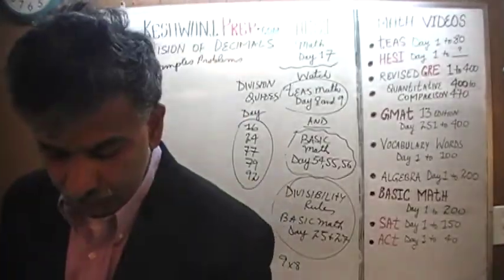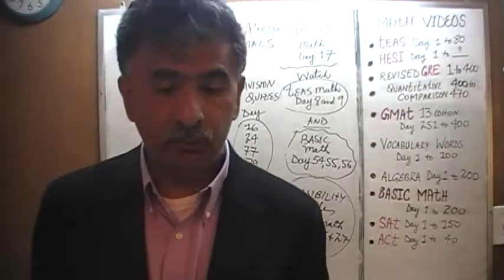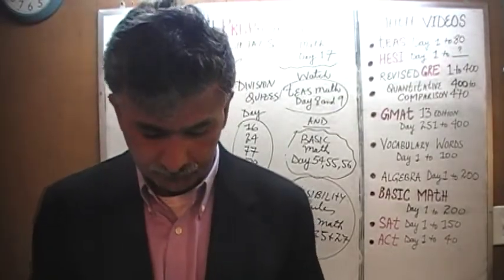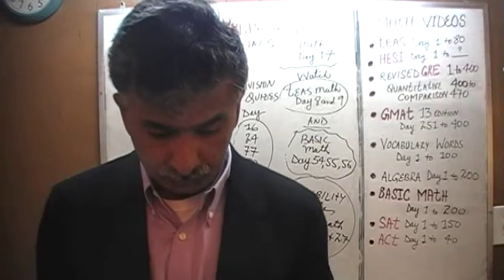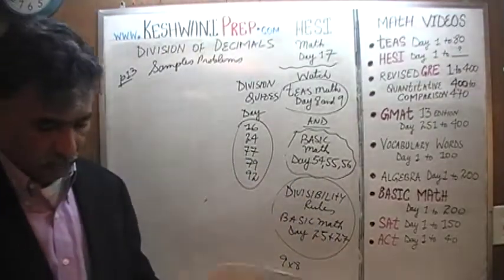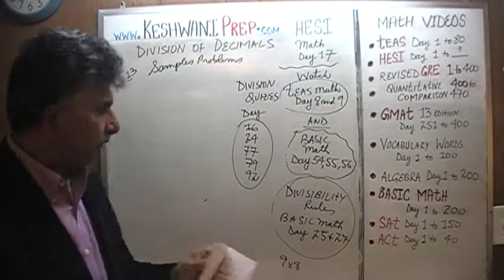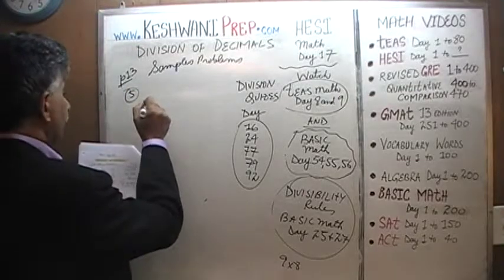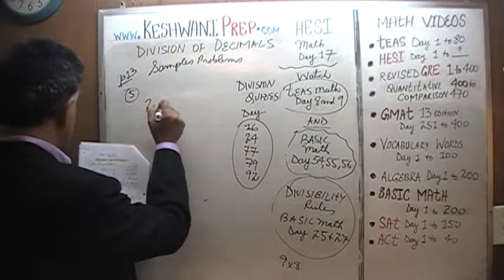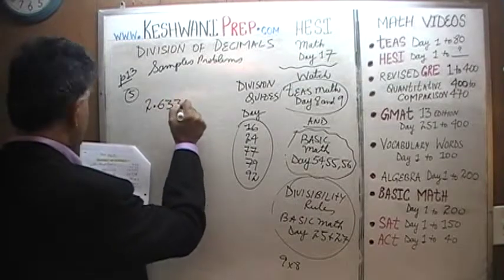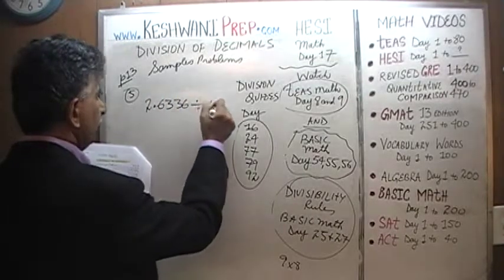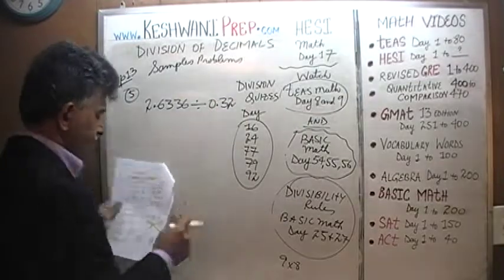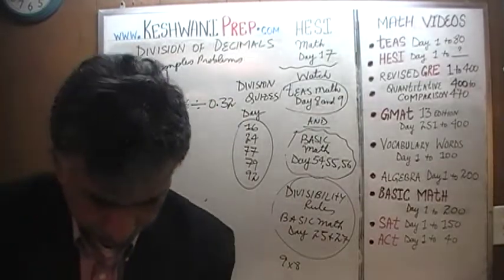Even if you decide that you don't want to watch all 5 of them, do at least 1 or 2 and you will get a hang of it. And if you need more practice, you can do more. Let's continue. We are on problem number 5. Problem number 5 says 2.6336 divided by 0.32. Let's see what we can do.